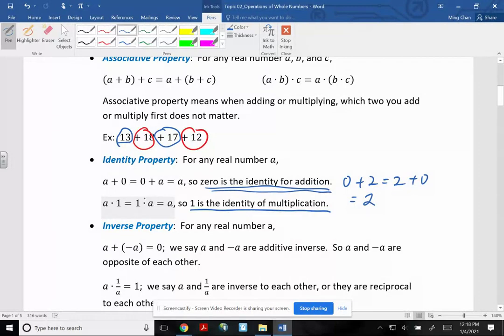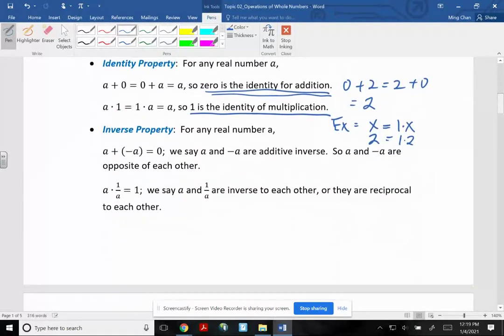Okay, this is very important because when we start talking about algebra, if you ever see an x, that x literally means 1 times x. Okay, because any number is always multiplied by 1. Any real number is always multiplied by 1. So if you see a 2, that means 1 times 2, or you can say 2 times 1. Every number is always multiplied by 1. So 1 is the identity for multiplication.